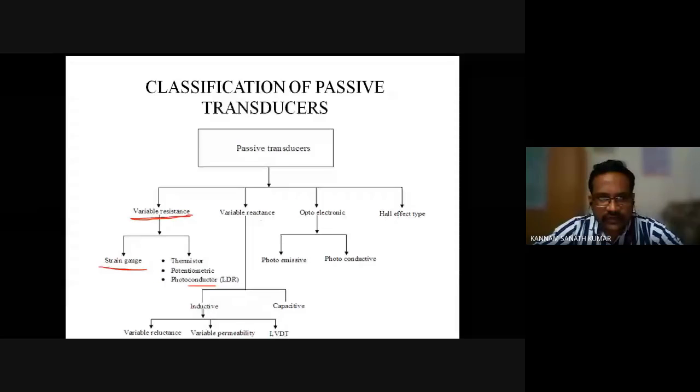Variable reactance types are inductive and capacitive. In the inductive, you have variable reluctance, variable permeability, and LVDT. And there are optoelectronic, photoemission, photoconductive, and Hall effect. So these come under the passive transducers.